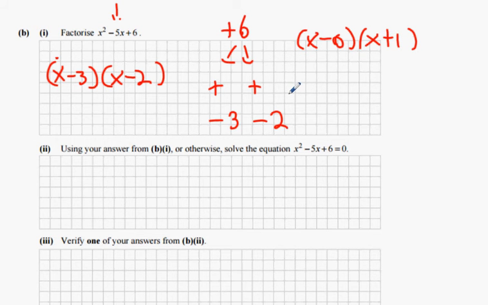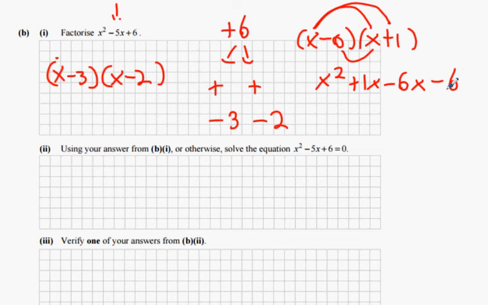Okay. So what you get is this, guys. X by x, x squared. X by 1, 1x. Minus 6 by x, minus 6x. Minus 6 multiplied by plus 1, minus 6. x squared. What's 1x minus 6x? Yeah. Minus 5x. And then minus 6. It's meant to be a plus 6. So that's where you went wrong. So, long story short, you had to choose two minuses or two pluses.